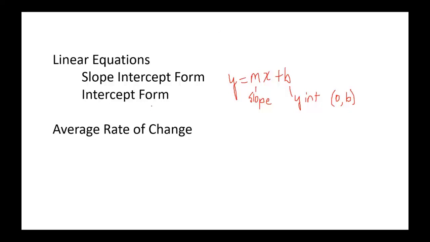Intercept form is generally ax plus by equals c, and you might wonder, why is one b capitalized and one's not capitalized? Well, they're really not the same b. This lowercase b over here is slope-intercept form. This capital B is not. It's just the number in front of y when it's in this arrangement.